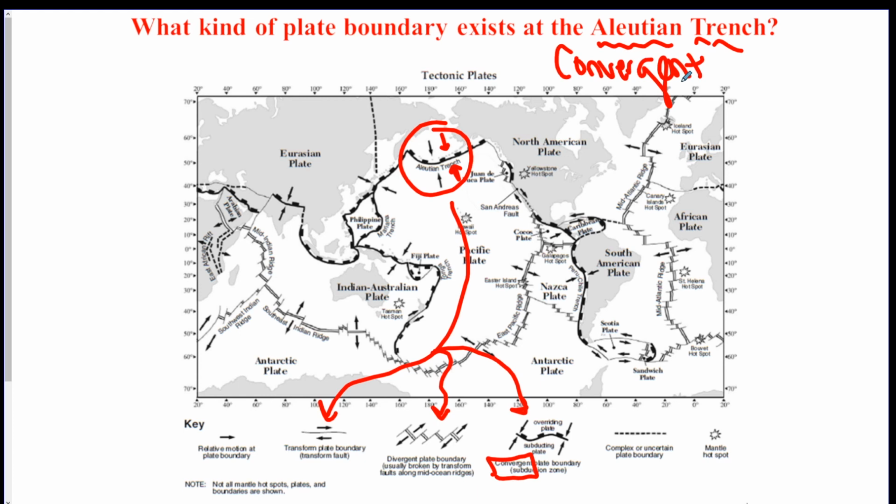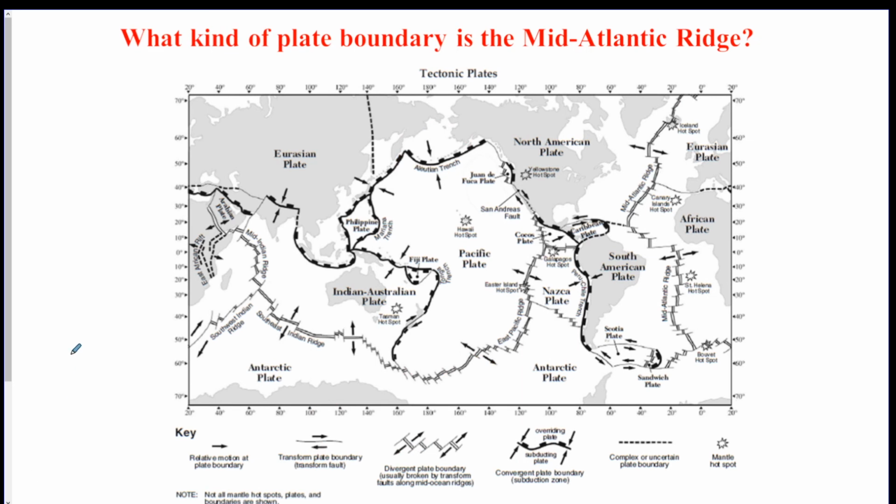All right, you're going to do the next one on your own. You're only going to worry about these three. Is it this one, or this one? Convergent, divergent, or transform, the three we went over. All right. What kind of plate boundary is the Mid-Atlantic Ridge?